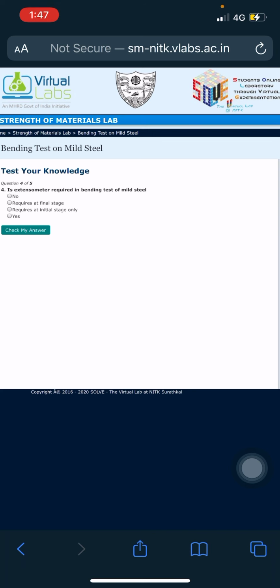Question number 4. Is an extensometer required in bending test of mild steel? No. Question number 5. Which of the following is most elastic? The answer is steel.